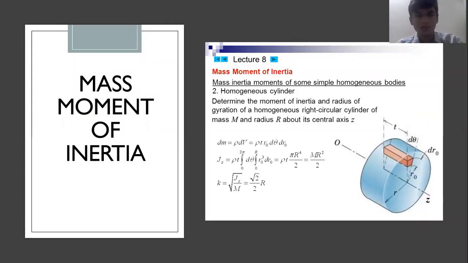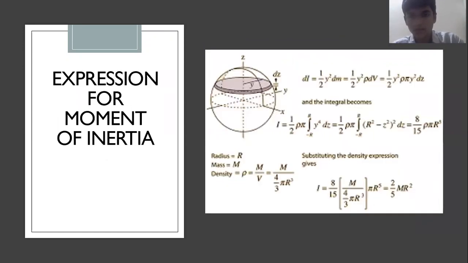This is the mass moment of inertia of some simple homogeneous bodies. Determine the moment of inertia and radius of gyration of a homogeneous right circular cylinder of mass m and radius r about its circular central axis. K is equal to root over Iz by m, which is equal to r by root 2. This is the expression of mass moment of inertia.